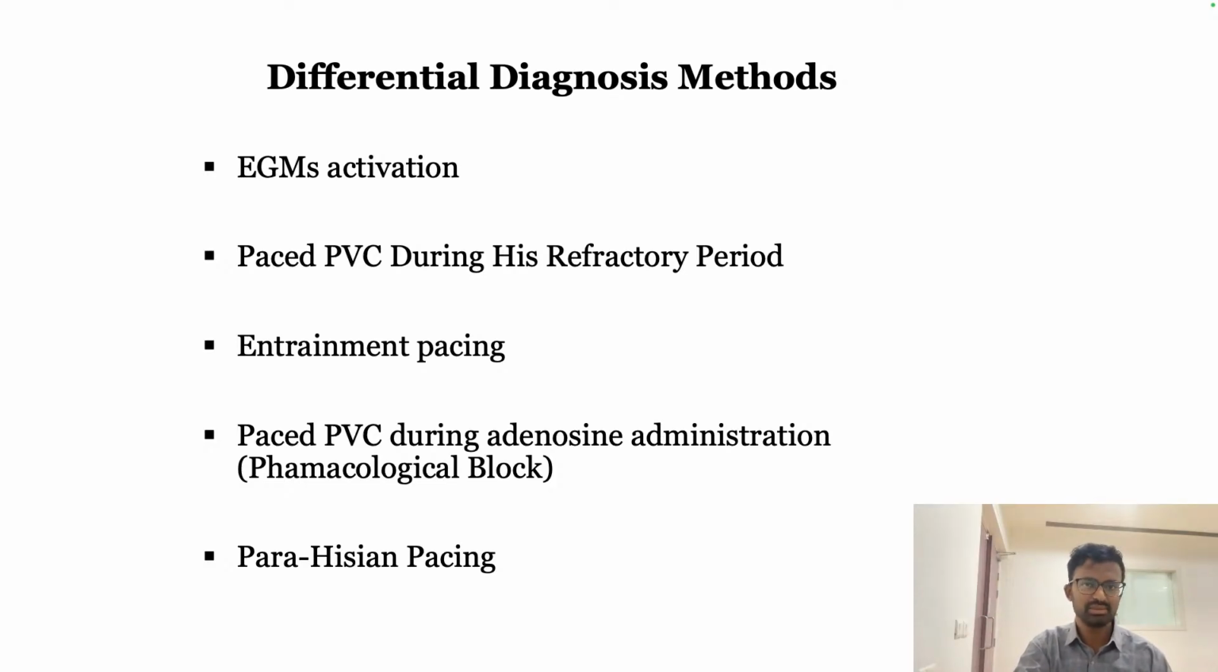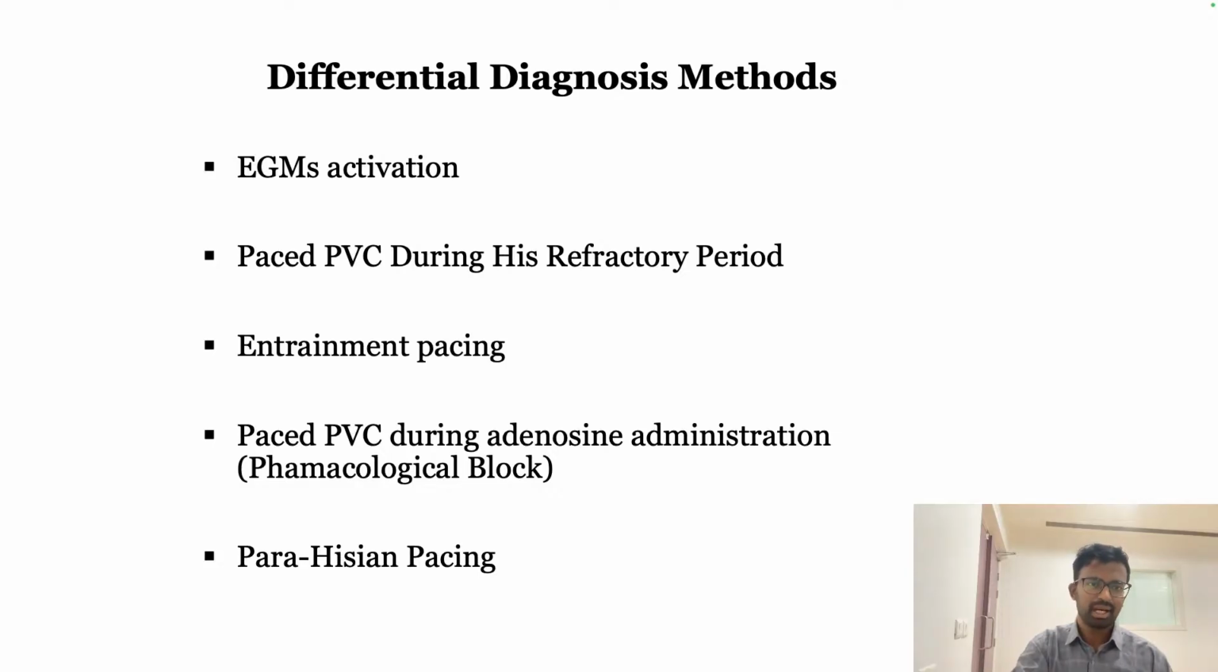One, EGM activation. Second, PVC during His refractory period. Third, entrainment pacing. And fourth, PVC, or else if the patient has intermittent pre-excitation, we can give adenosine and check whether the patient has that pathway or not.